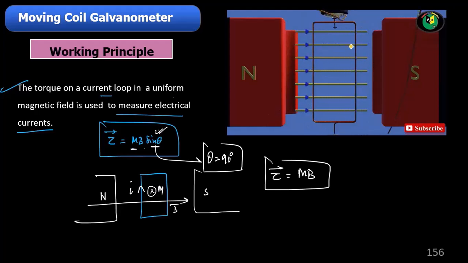So this is the current carrying coil. So once we apply a current, this current has to be measured. Once we allow the current to flow, that means that particular current has to be measured by the galvanometer. Now this current is creating a magnetic moment. Now this magnetic moment is into the plane of paper. That means M vector is cross. And initially B is in this direction, from N to S. So initially, what is the angle between M and B? 90 degrees. Now because of this torque, it will try to rotate.